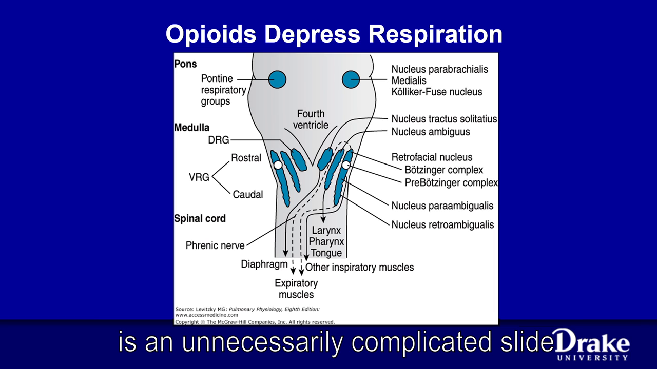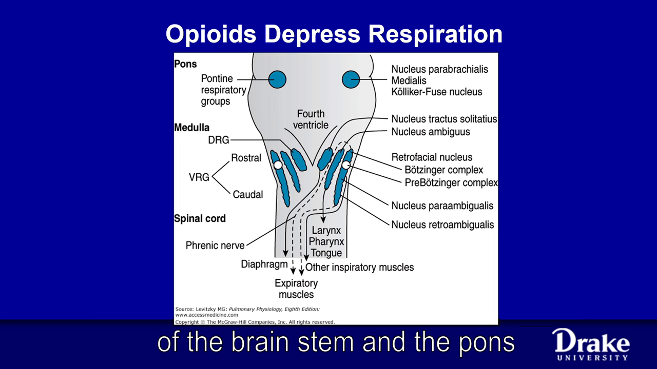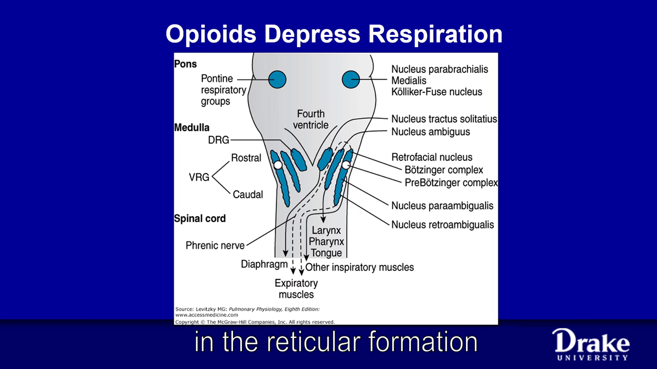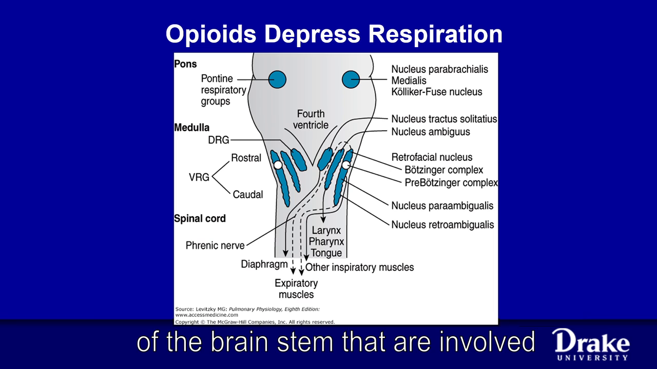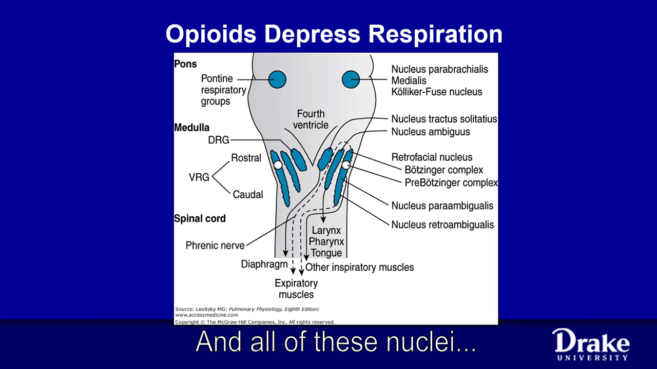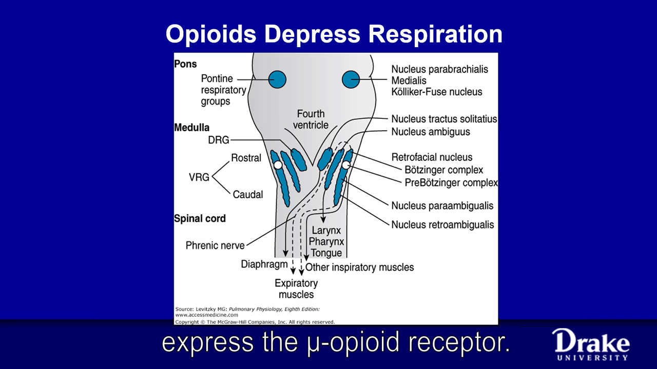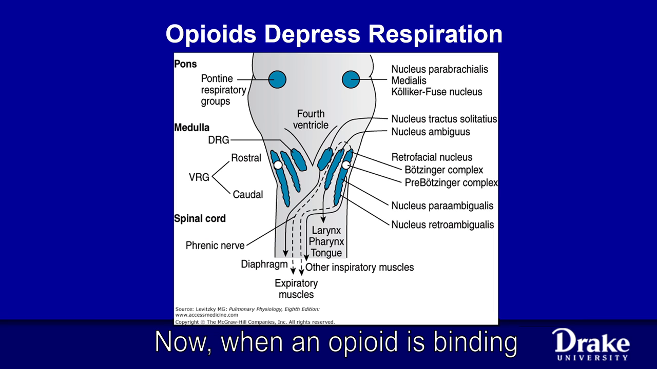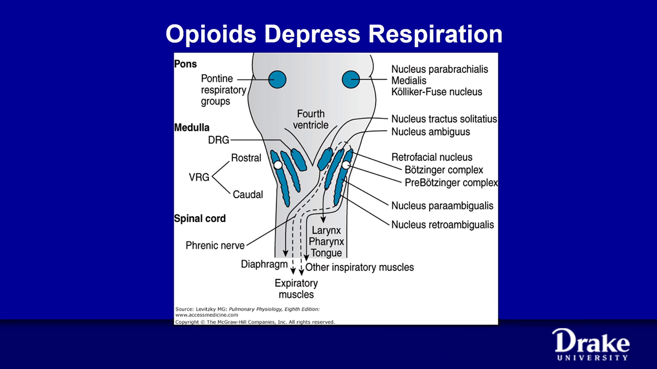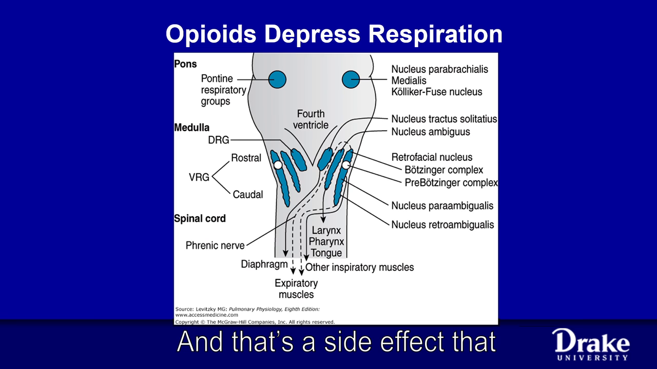So what I've shown here is an unnecessarily complicated slide of the brainstem and the pons, just showing different nuclei in the reticular formation of the brainstem that are involved in controlling respiration. And all of these nuclei, maybe not all, but at least many of them, express the mu opioid receptor. Now, when an opioid binds to the mu opioid receptor and inhibits neuronal activity in neurons that are involved in pain, that's wonderful. That will reduce pain transmission and that will reduce pain. But here, when we reduce the activity of these neurons and we slow breathing, when we produce respiratory depression, that's bad news. And that's a side effect that we want to avoid.